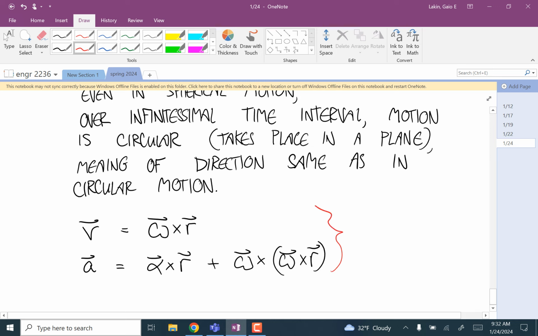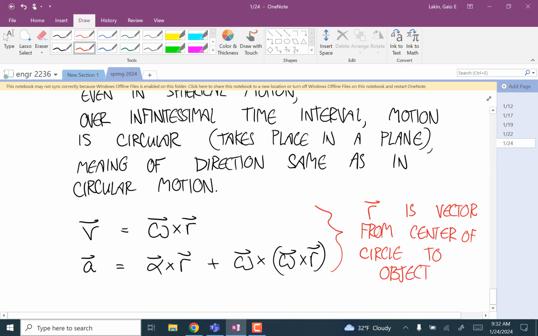And R is the vector from the center of the circle to the object. Okay, these are going to be key equations.